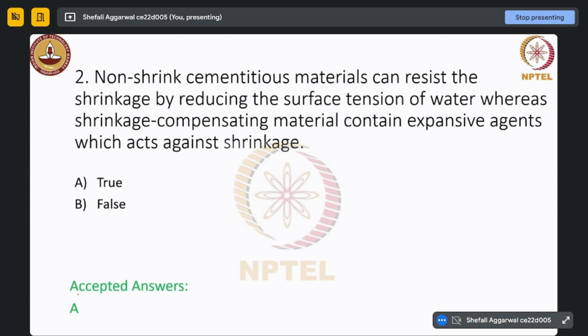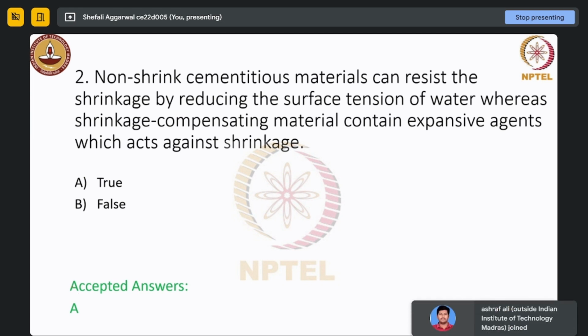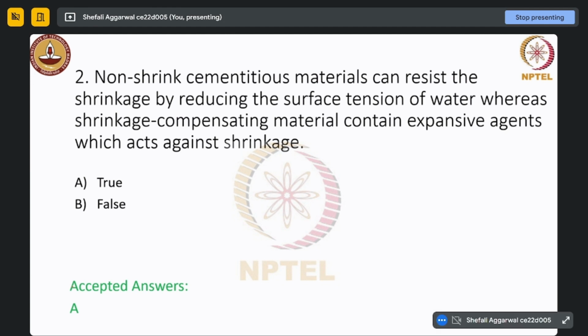Ma'am, where is the application of shrinkage compensating material? I have worked with non-shrink cementitious material, which is GP2. Fast GP2 comes under that category. But shrinkage compensating material, where is it applied? I think mostly it's applied in the colder regions. I'm also not sure, but I feel it's applied in the colder regions. Okay.